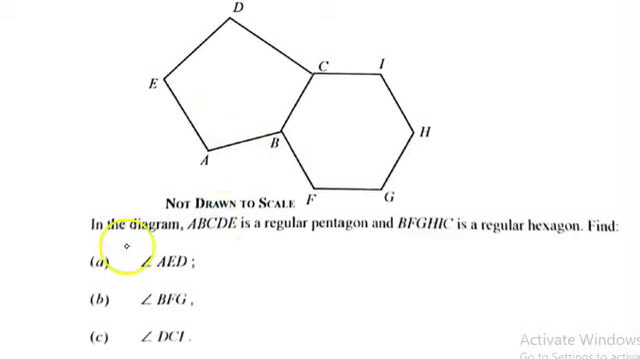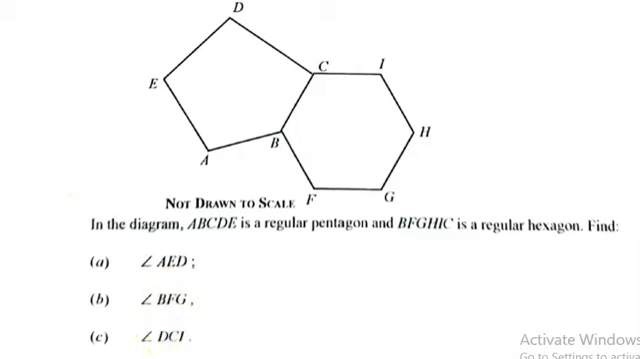In this video, we have two diagrams on the screen. In the diagram, ABCDE is a regular pentagon and BFGHIC is a regular hexagon. So we have two polygons. One is a pentagon, which is 5-sided, and the other is a hexagon, which is 6-sided. We are to find (a) angle AED, (b) angle BFG, (c) angle DCI.